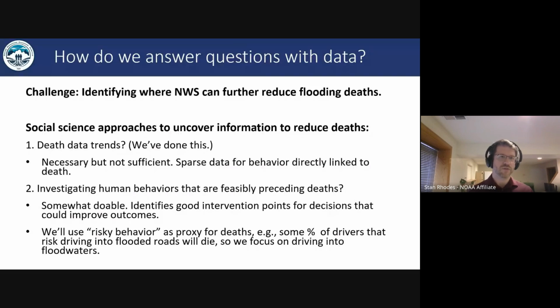So the first approach that we can do, and we've done this, is looking at death data trends. Of course, this uses the storm events database in particular. This is a very necessary step, but it's not sufficient.